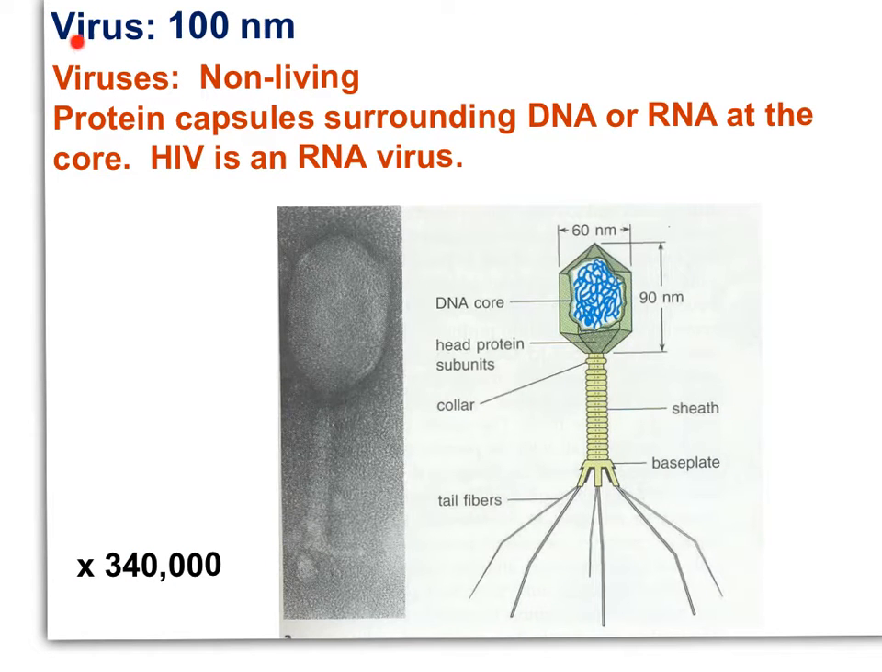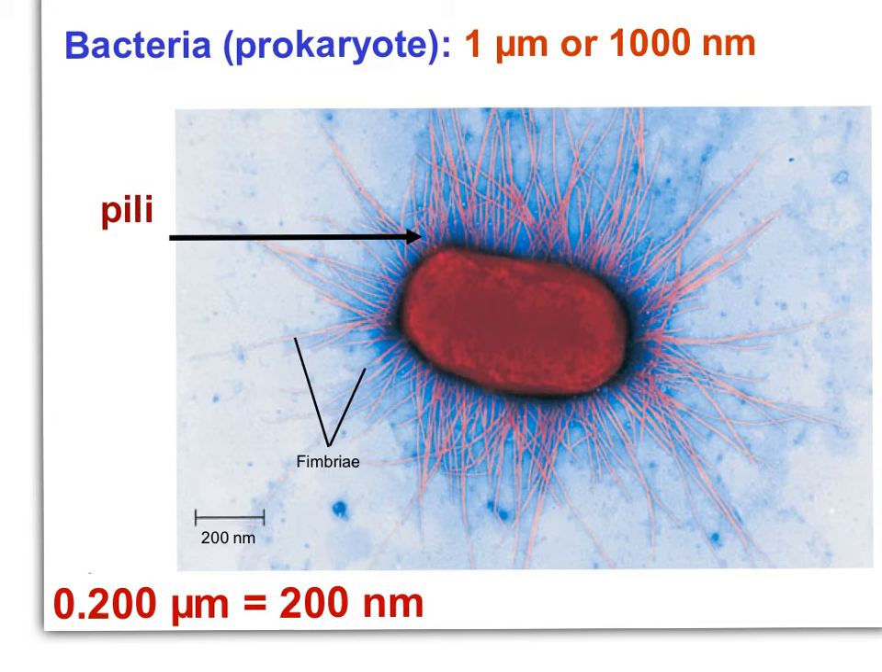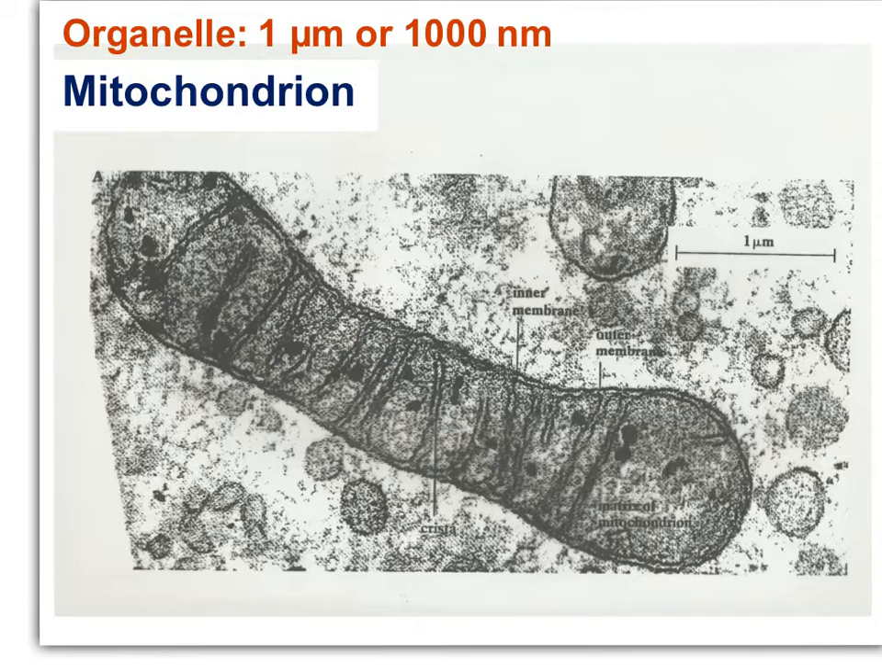A virus is a non-living biological particle seen in this micrograph and also seen in this drawing. A virus is approximately 100 nanometers in length. In this photograph, we can see a bacterium, and using this scale line, we can estimate the length of the prokaryotic cell to be approximately 1 micrometer, or 1,000 nanometers.